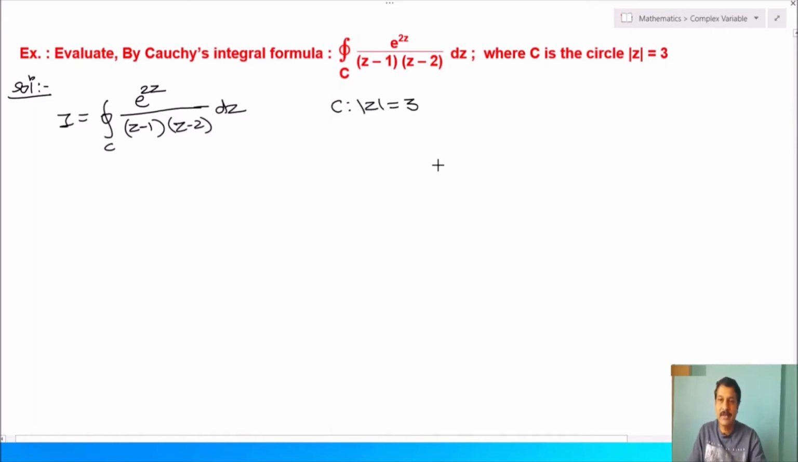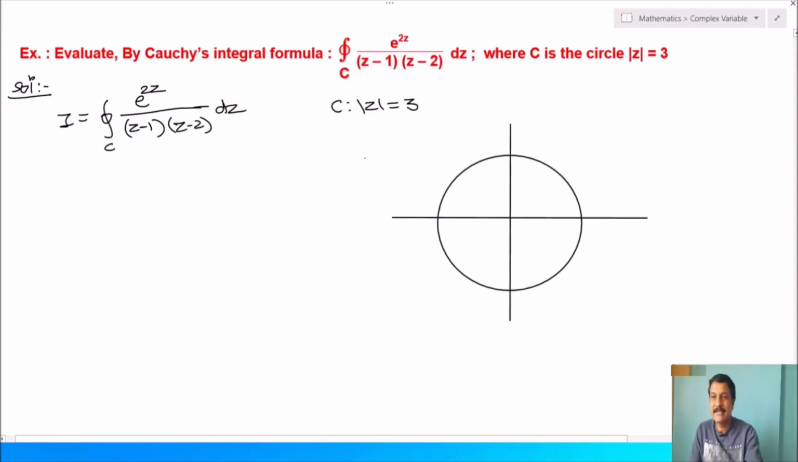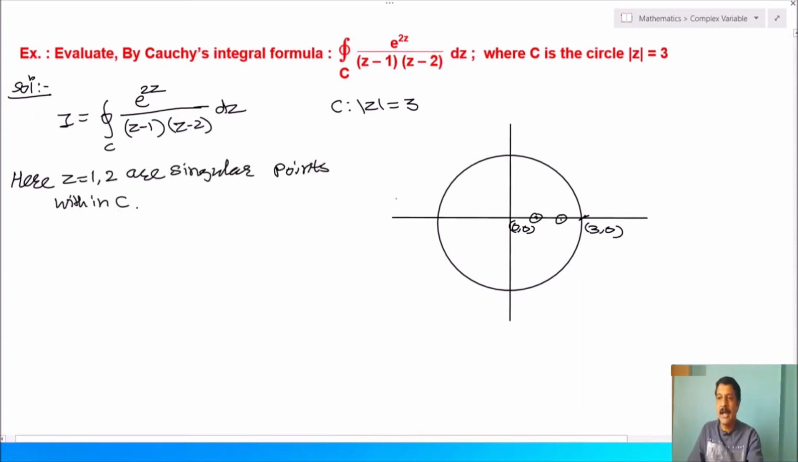Draw the figure here, the circle. Mod of z equal to 3 means center at (0, 0), so the radius is 3, meaning this point is (3, 0). You observe that z equal to 1 and 2 are singular points within c. As we know, Cauchy's integral formula is f of z upon z minus a, where there is one point inside. So, here there are two points, so first we have to separate it.